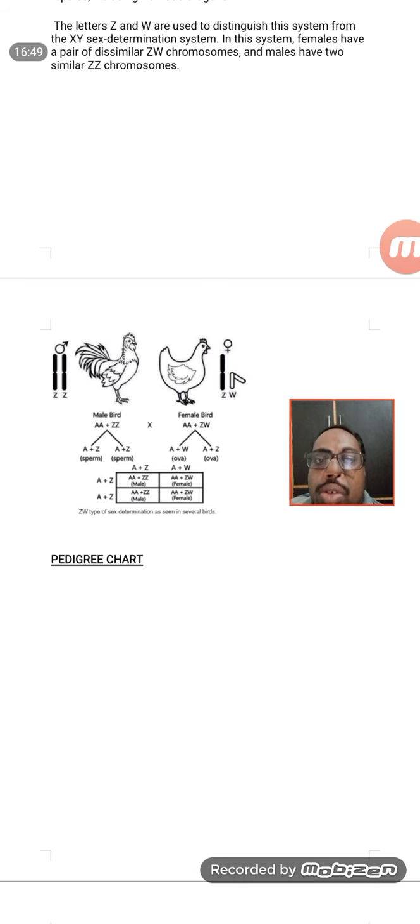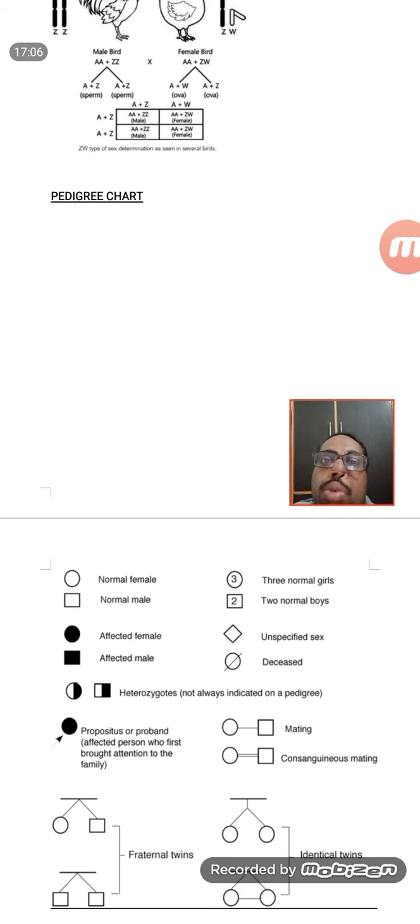There are others also, but we are not going into them, because there are many fishes which can change sex according to the water pressure, temperature of water, many things. There are a lot of things, so we are not entering into those. Next we will move to the pedigree chart.